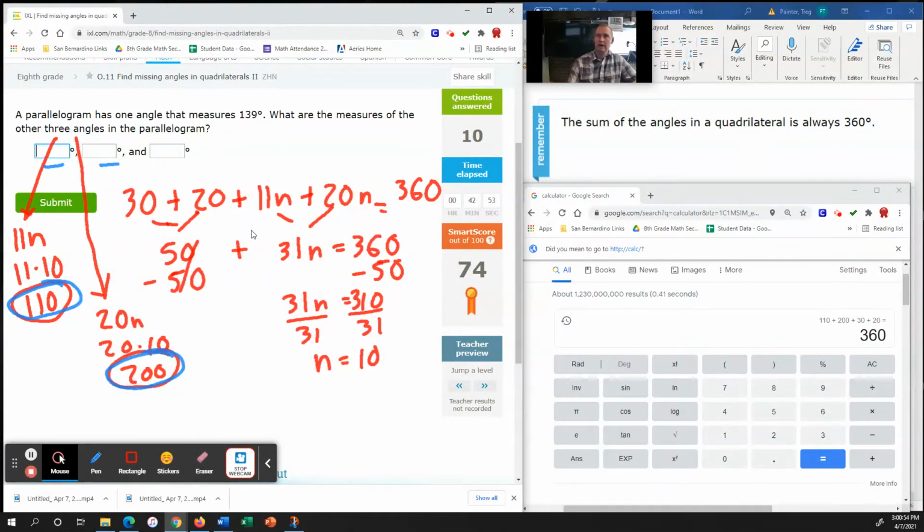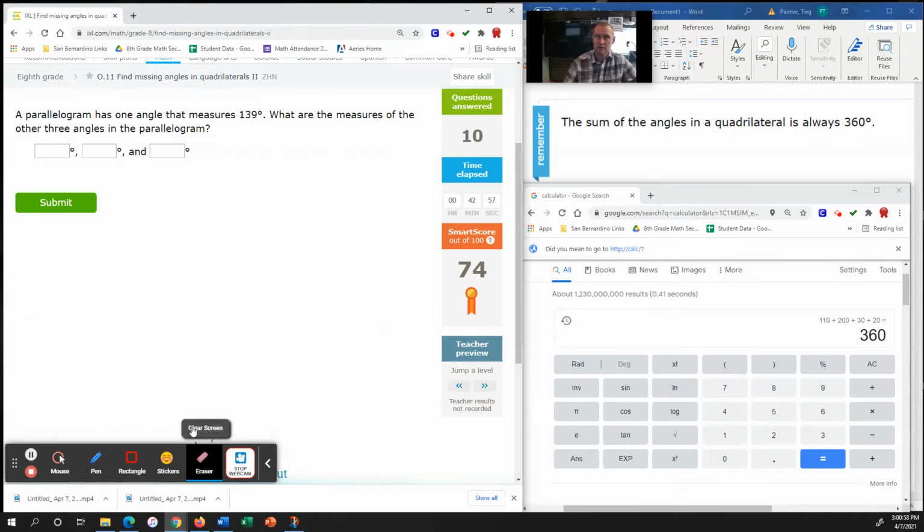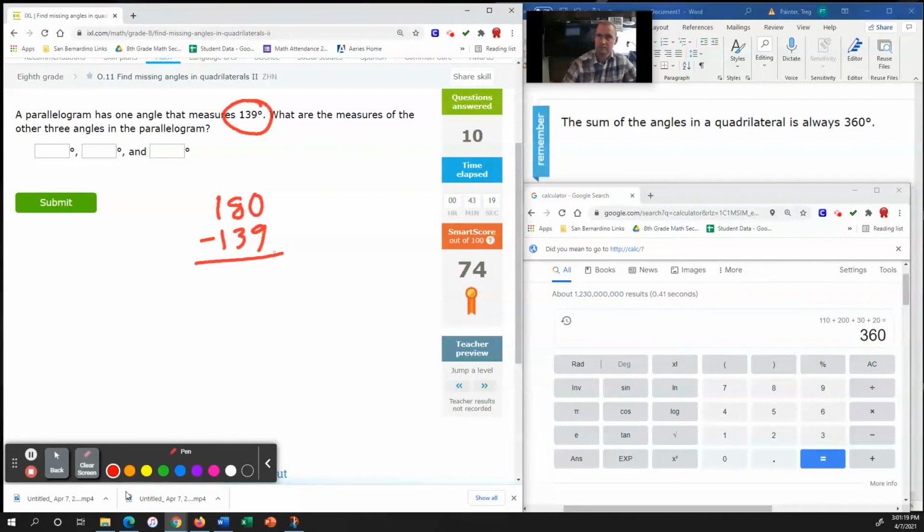Okay, we're at a smart score of 74, getting there. Parallelogram. We're going to take another shortcut even faster than this one. So remember, we get better as we go. Remember, we talked about the 180 split. Then they give us an angle of 139. Well, why don't you just take your 180, subtract out 139, and that's going to give you your adjacent angle.